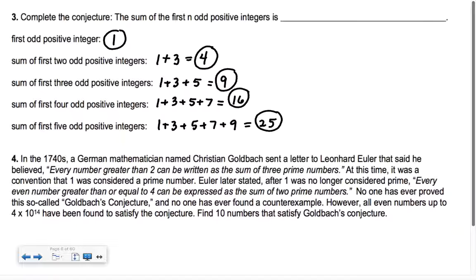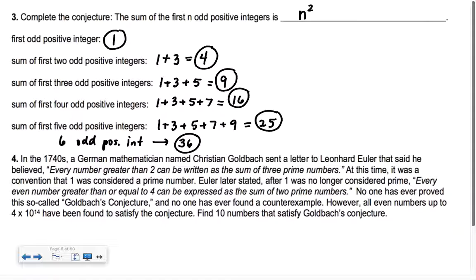So if I had the first 6 odd positive integers, what do you think that number would be? 36. What if I had 7? 49. So the sum of the first n odd positive integers is n squared. So if I had 7, it's 7 squared. It's just n squared, right?